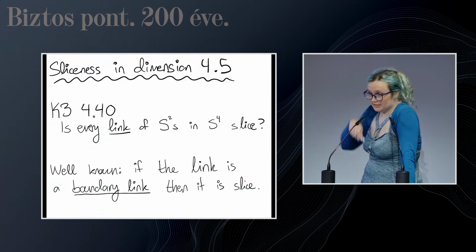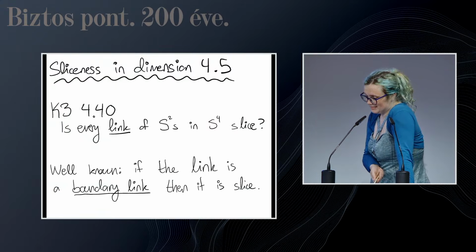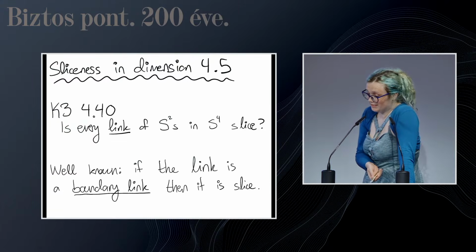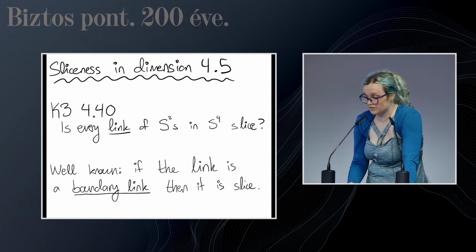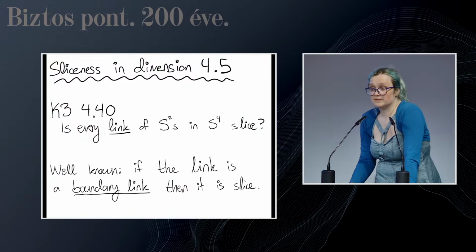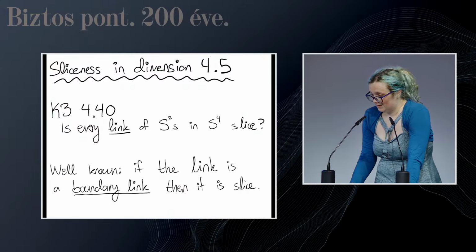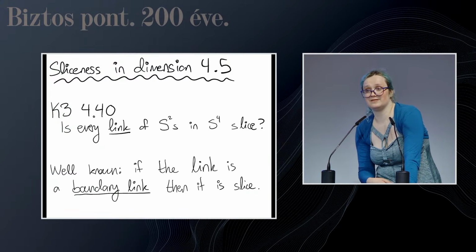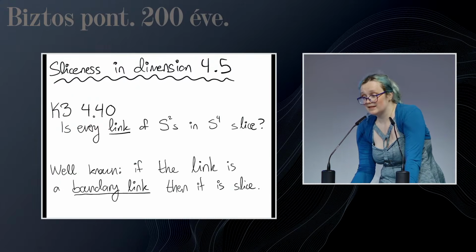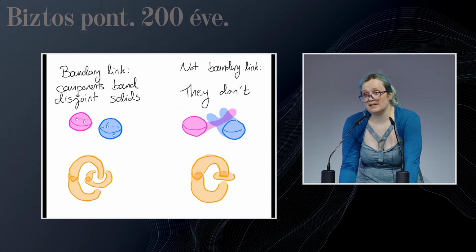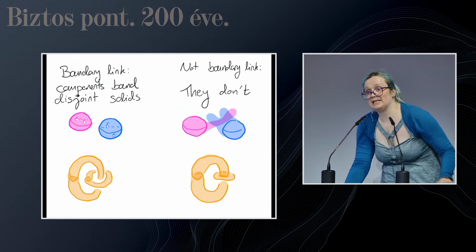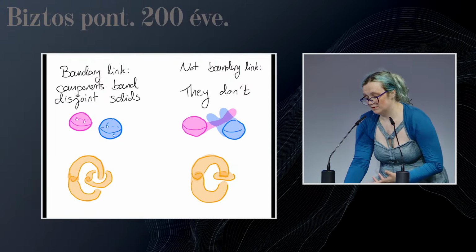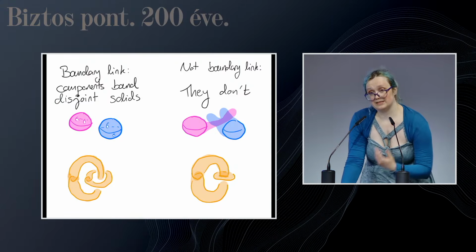So the question that is most pressing about this topic is: is it true that every link of two-spheres, so more than one two-sphere at a time, is slice in S4? It's well known, by which I mean the proof literally works the same, that if the link is a boundary link, then it's slice. Boundary links, if you haven't seen this before, are I think a very common topic in the study of knot theory. A boundary link means that my components simultaneously bound disjointly. So in the context of surfaces, they would be bounding disjoint solids.